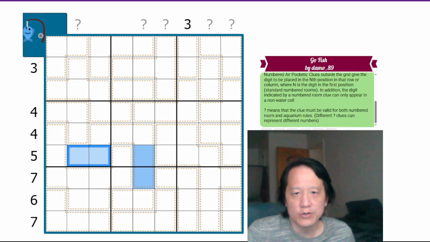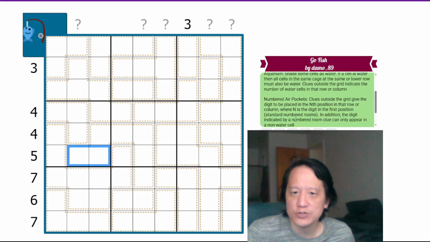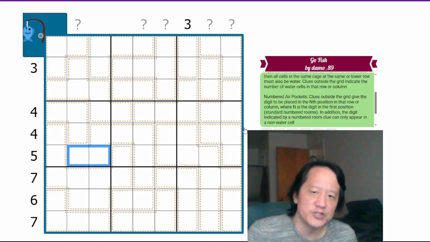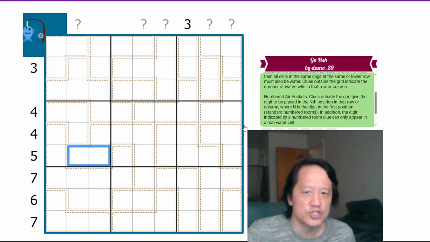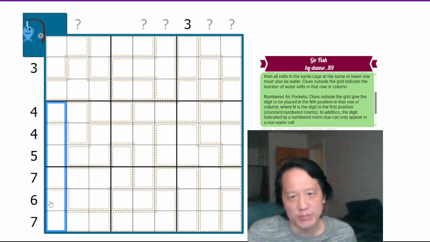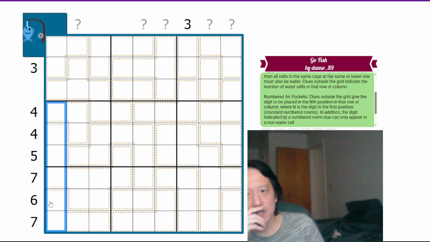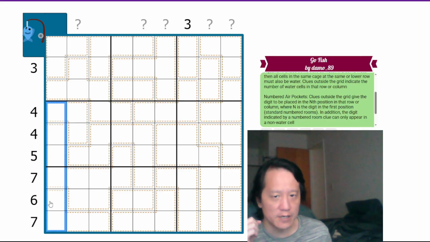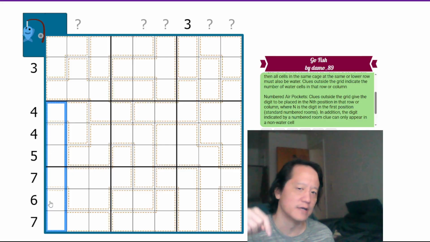We have numbered air pockets, where clues outside the grid... Oh, so they perform double duty. Clues outside the grid give the digit to be placed in the nth position in that row or column, where n is the digit in the first position. This is the standard numbered rooms clue. In addition, the digit indicated by a numbered room clue can only appear in a non-water cell.